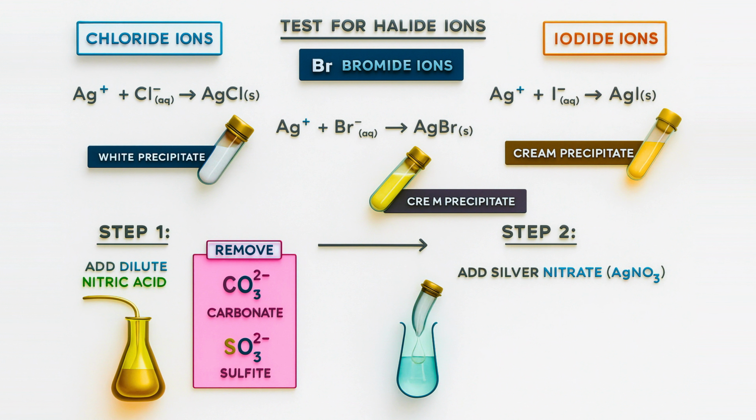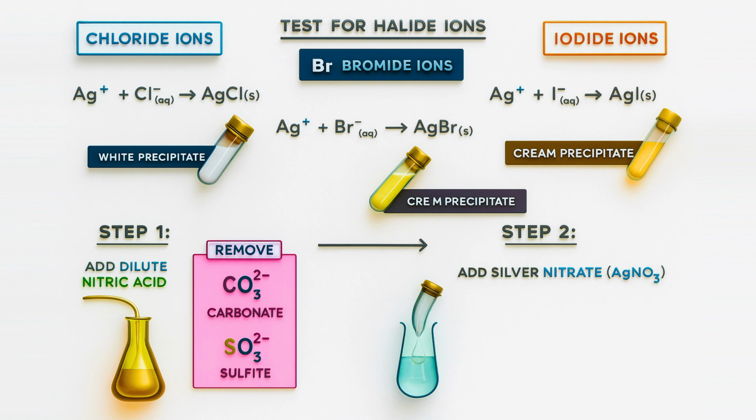Lastly, we examine the test for halide ions, which include chloride, bromide, and iodide ions. This test is quite similar to the sulfate test in its structure, but uses different reagents. In the first step, we add dilute nitric acid instead of hydrochloric acid to remove carbonate and sulfite impurities. Then, we introduce silver nitrate solution, which contains silver ions that can react with halide ions to form insoluble silver halides. The specific halide present can be determined by the color of the precipitate formed.